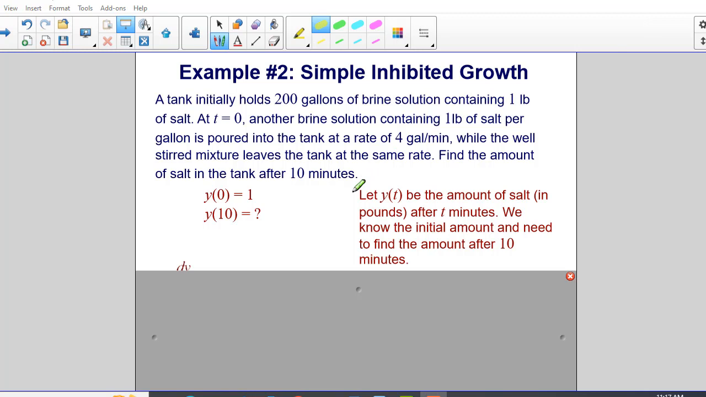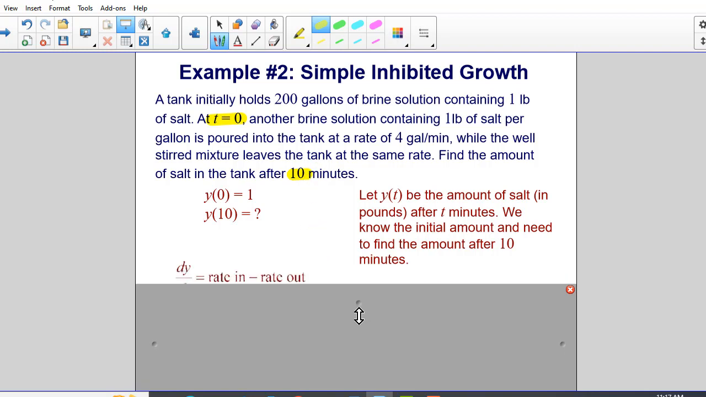So from this problem, we're going to designate y of t to be the amount of salt in pounds after t minutes. We need to know the initial amount, and we also need to find the amount after 10 minutes. So I'm setting up y of 0 is equal to 1 from the information up here, and we want to find out how much salt is in the tank after 10 minutes. But our next step will actually be to set up a differential equation.